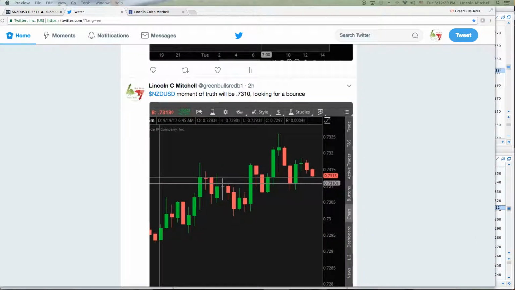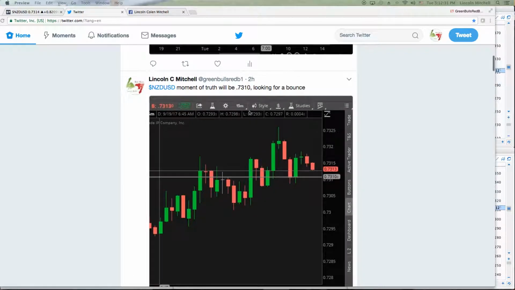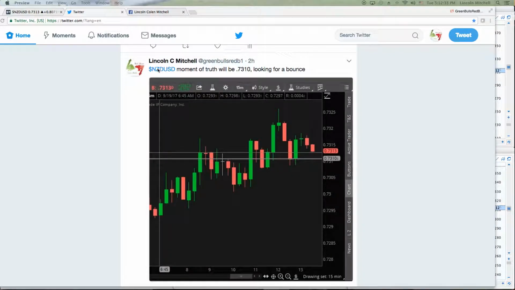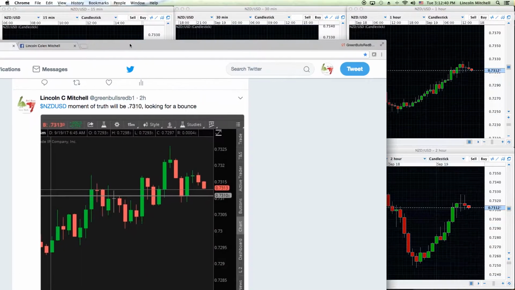This is about a bounce trade. I called this trade earlier. I said New Zealand USD moment of truth will be 710, looking for a bounce. Okay, let's get down to business here.